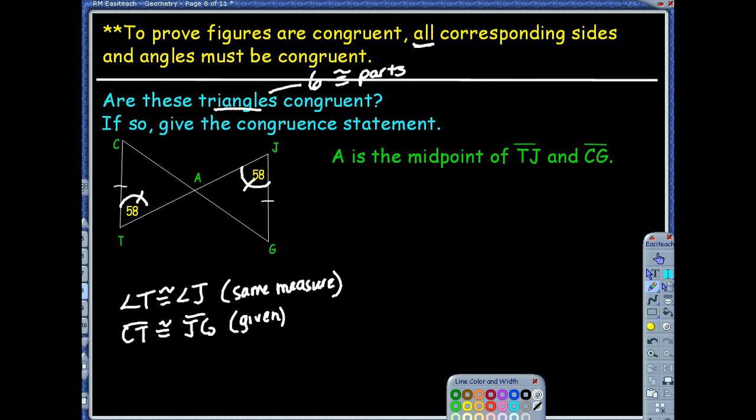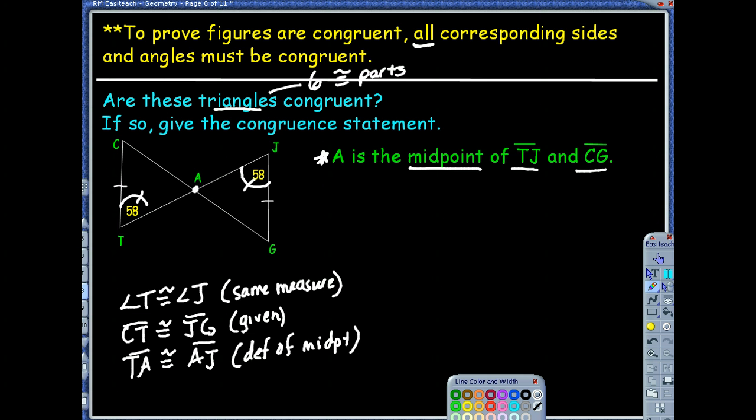Is there anything else? Well, they also made a statement off to the side that A is the midpoint of 2 different segments, really. Let's start with segment TJ. If A is the midpoint of segment TJ, what does that mean? Remember, a midpoint divides a segment into 2 congruent segments. So segment TA should be congruent to segment AJ. That's the definition of midpoint. This doesn't say explain, but in case the classwork is asking us to, this is just to give us an idea.